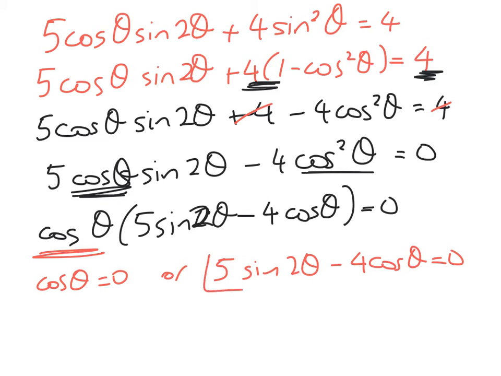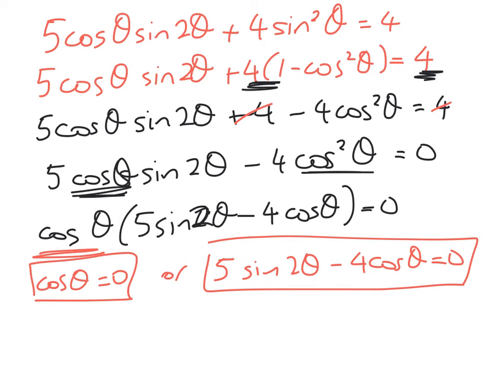Now it's not completely straightforward because I still have to do some work on that one, but I can solve this one. So I'm going to leave that until we've manipulated this one here a bit more. Okay, and then we'll solve both of the easy equations at the end. So what am I going to do to solve 5 sine 2 theta minus 4 cos theta equals 0? Well, the only obvious thing to do is to do my substitution in here.